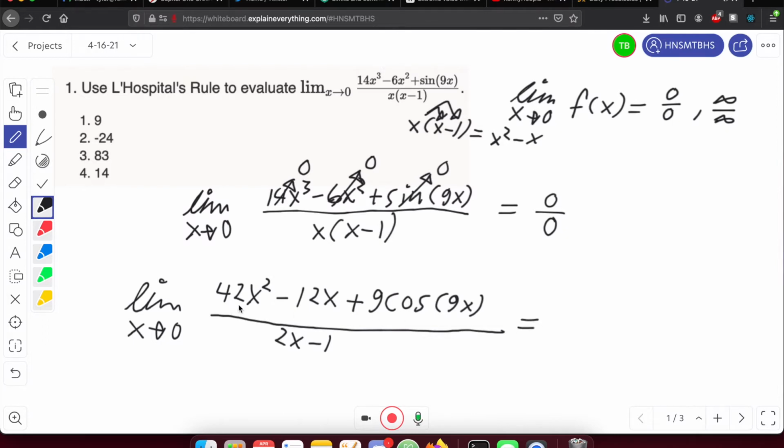Well, what does this equal? 42x squared goes to 0, right? Minus 12x goes to 0. Plus, well, 9 cosine of 9x. This term right here would just go to 1, so it would become 9 times 1, over, what is this? This is 2 times x goes to 0, so that's simply 0 minus 1, so we just have a negative 1. This can all simplify down to simply negative 9. So this would be our value of the limit evaluated using L'Hospital's Rule.